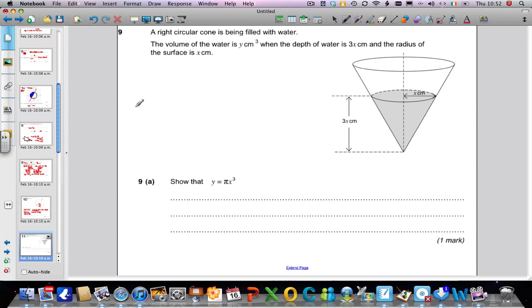Okay, question 9. A right circular cone is being filled with water, and we're told the volume of water is y centimeters cubed when the depth of water is 3x centimeters and the radius of the surface is x centimeters. And we're asked to show that y equals pi x cubed.